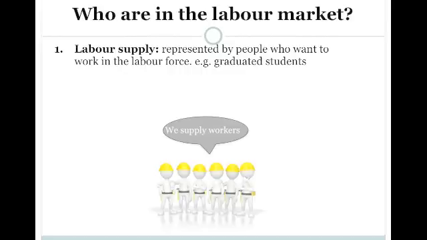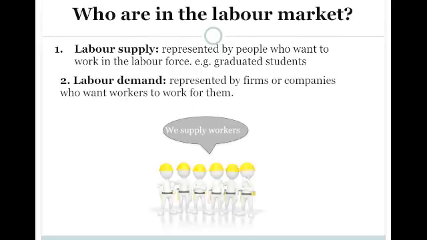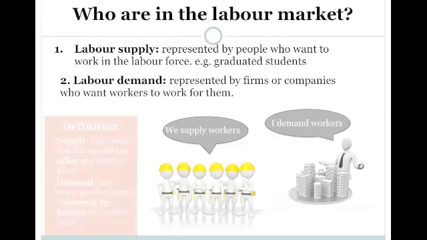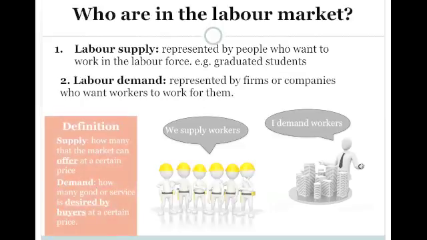First is labor supply, represented by people who want to work in the labor force, such as graduated students. And secondly, labor demand, represented by firms or companies who want workers to work for them. A definition for demand and supply is provided in the orange box on the side.